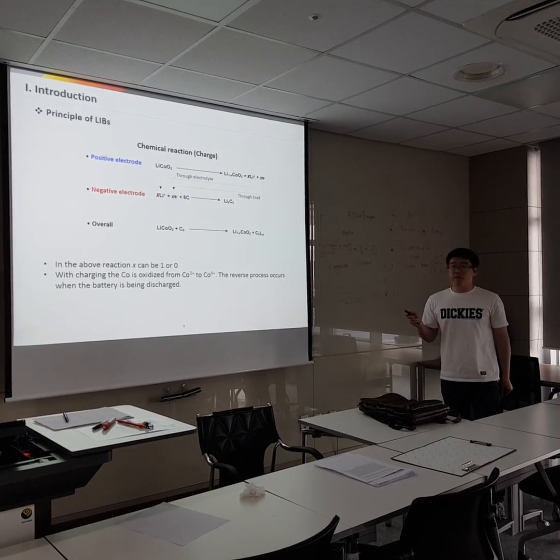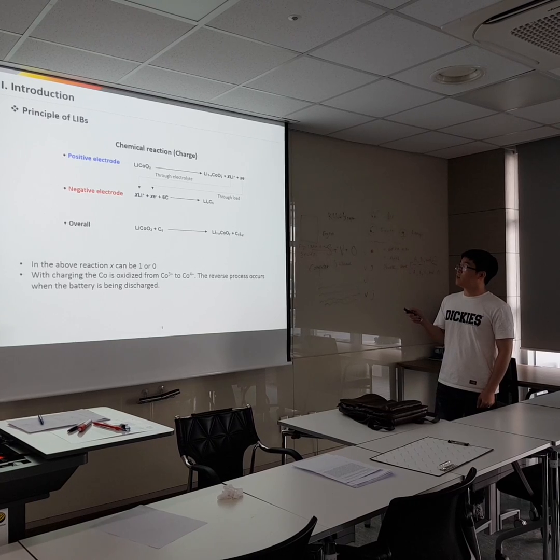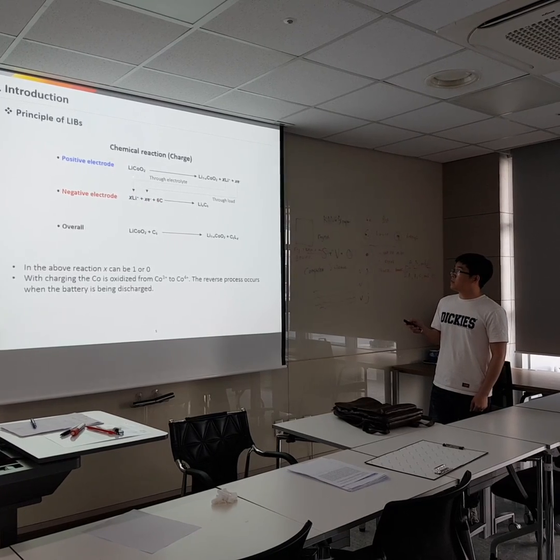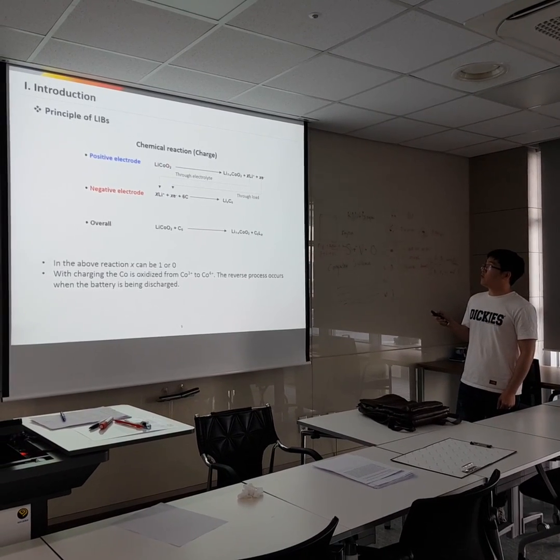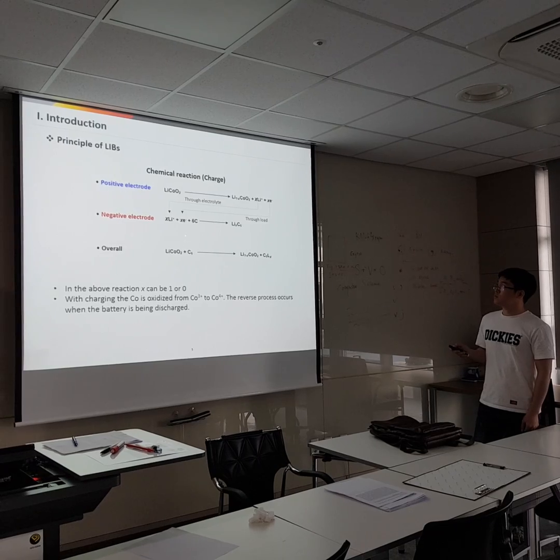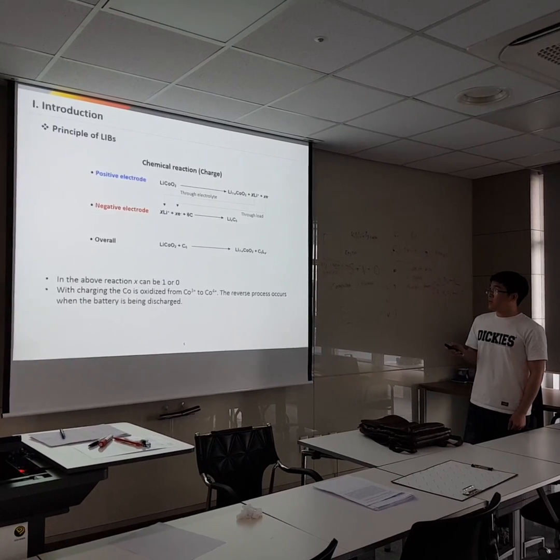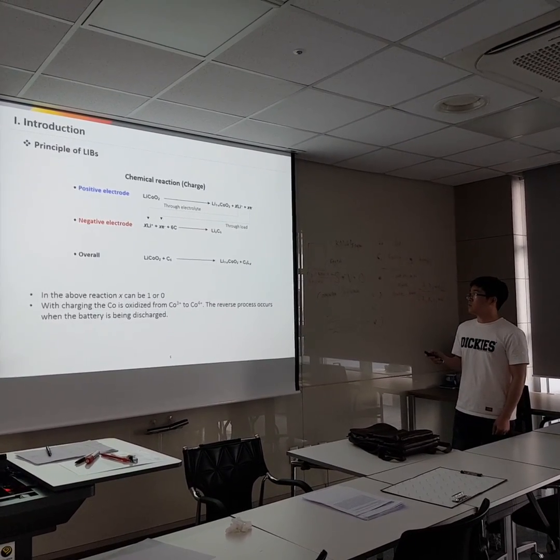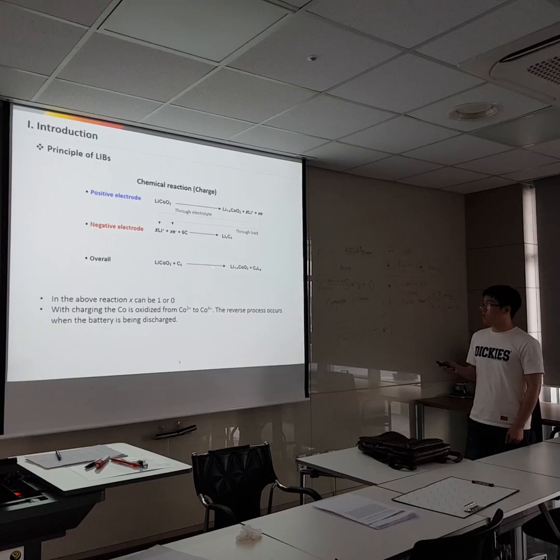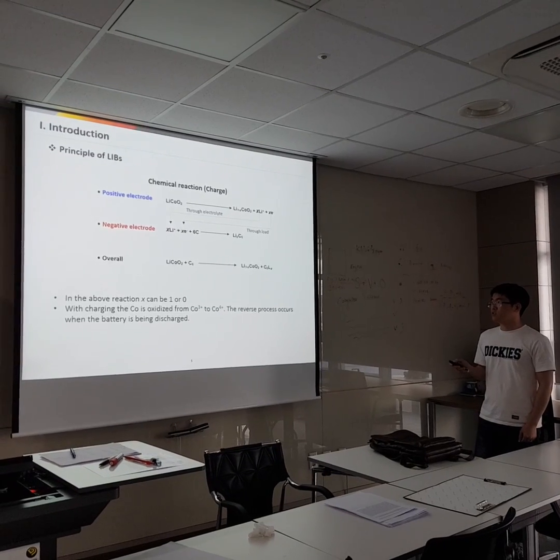And this one is a chemical reaction during charging in lithium-ion battery. In this case, I choose lithium cobalt oxide as the positive electrode, and carbon graphite as the negative electrode. During charging, the cobalt is oxidized from cobalt 3+ to cobalt 4+ and produces the lithium ion and electron. Lithium ion will be moved to negative electrode through electrolyte, and electron will be moved to negative electrode through load. And in the negative electrode, lithium cation will be reduced to lithium zero in this reaction. And this is the overall reaction during charging in lithium-ion battery. And the reverse process occurs when the battery is being discharged.